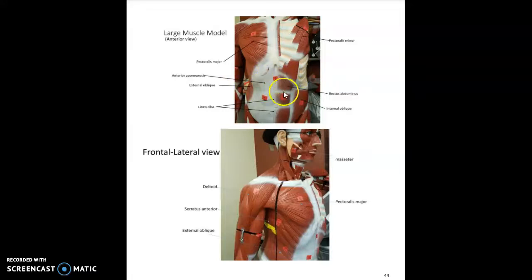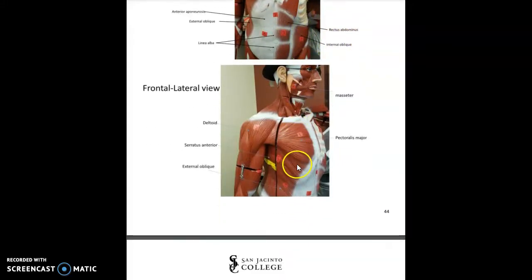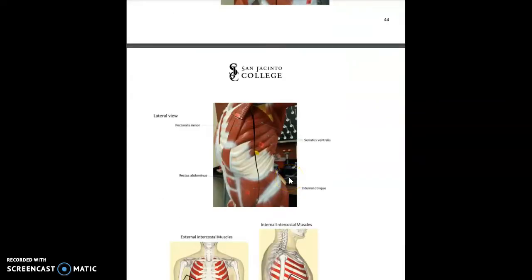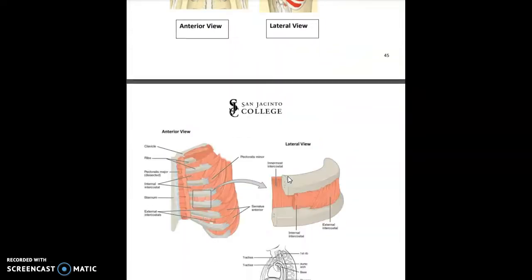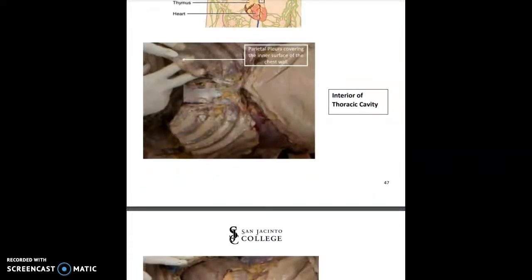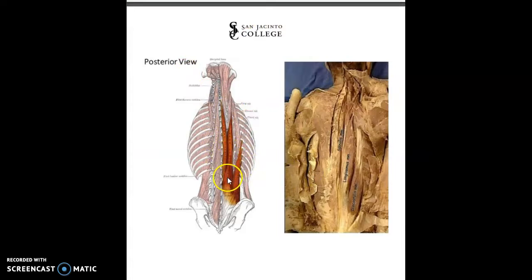Remember, you have here the obliques for the abdomen, and you have three layers here. You have the external oblique, which is going down, the internal oblique, which is going up, and you have the transverse muscle for the abdominals as well. What else is important here? This is another question, guys.